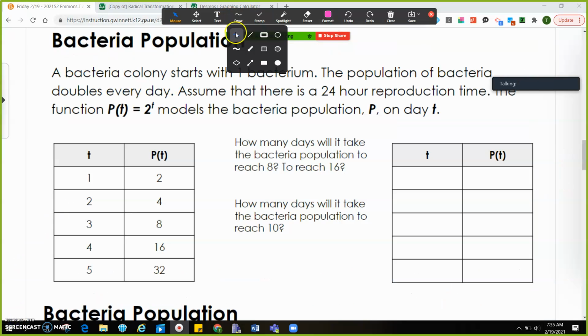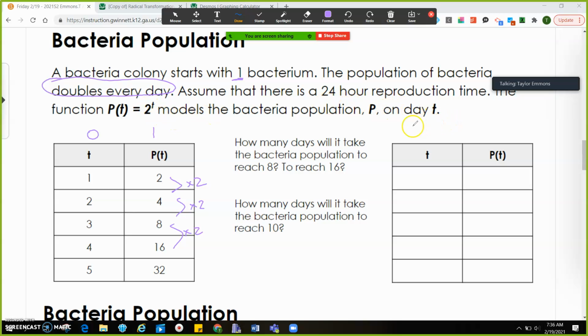Okay, so we've got this bacteria population, and it says a bacteria colony starts with one bacterium, and we can see that at time 0 we would have 1, right? The population of the bacteria doubles every day. See how it's multiplied by 2 each time that we're going up, right? And assume that there's a 24-hour reproduction time. The function P of t equals 2 to the t models the bacteria population P on day t.